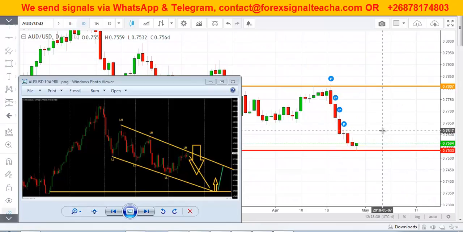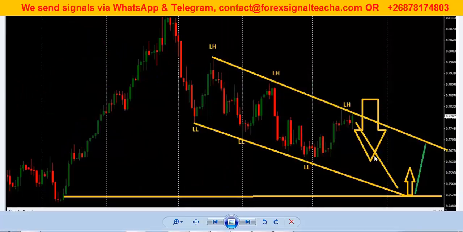So last week we made a prediction that AUD US dollar is going to go up and touch the resistance line on 0.78, and then it will turn back and go down. You can actually see this was the weekly analysis. I'm going to show you how you can do this, because it's better for you to know how to do it yourself so that you don't depend more on indicators and other things.